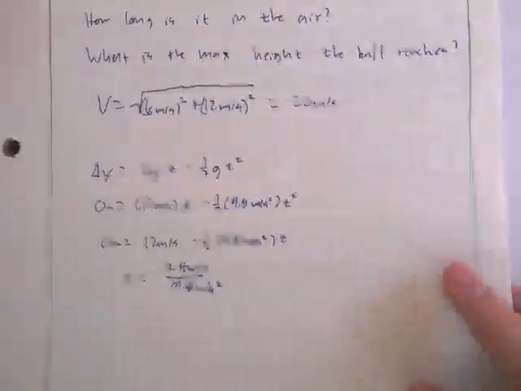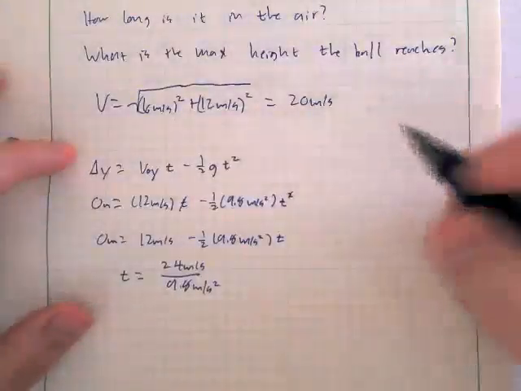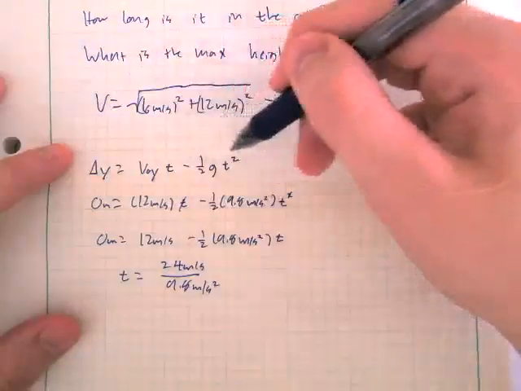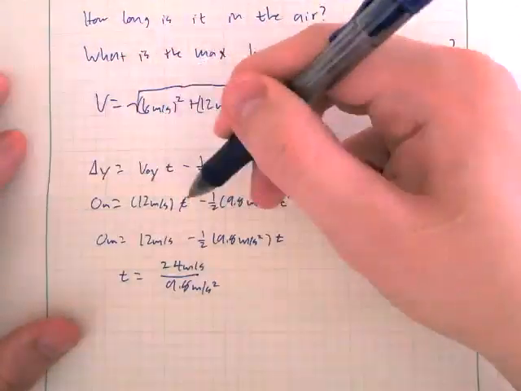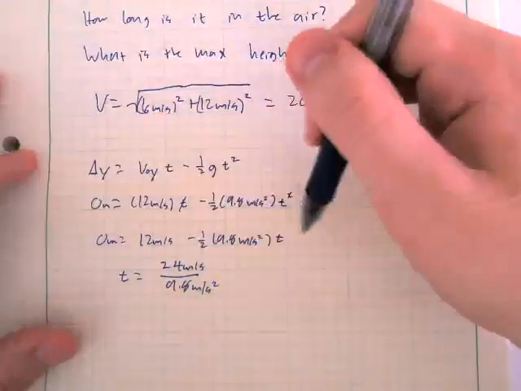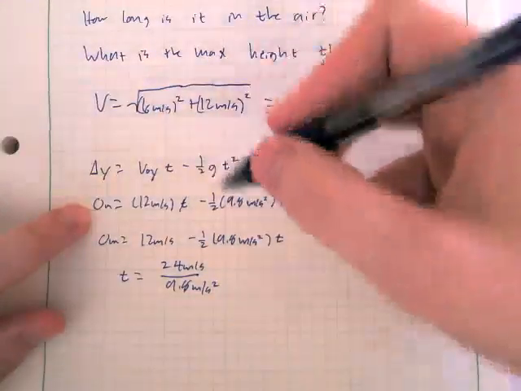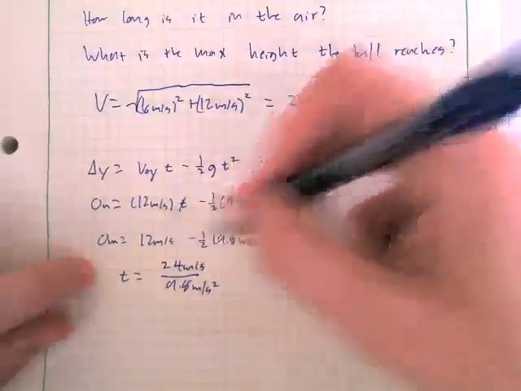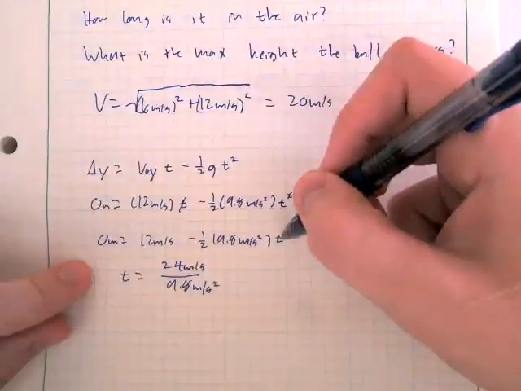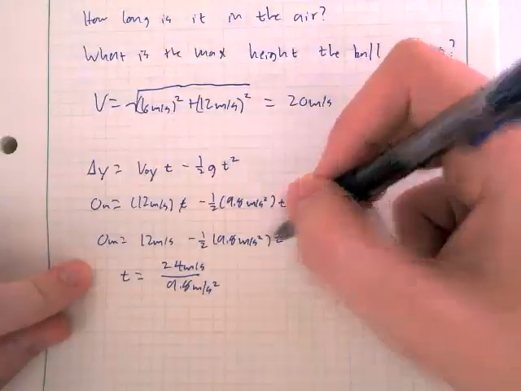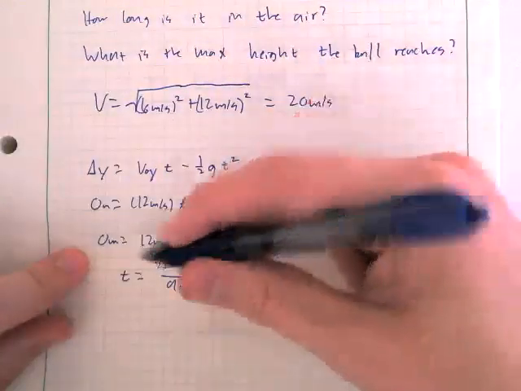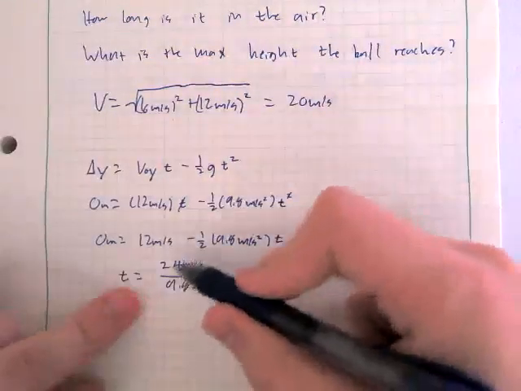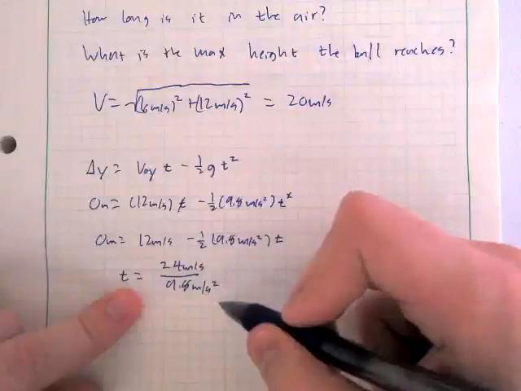Whoops, I've been off the screen for a little bit here. Sorry about that. So you can say, okay, we started with delta y equals v naught y t minus 1/2 g t squared. You can then cancel out the t's, right? Just divide everything by t. 0 divided by t is still 0. And so then you have one factor of t, which makes things simpler. Move the 12 over, multiply by 2, and then divide by 9.8. t equals 24 meters per second divided by 9.8 meters per second squared.